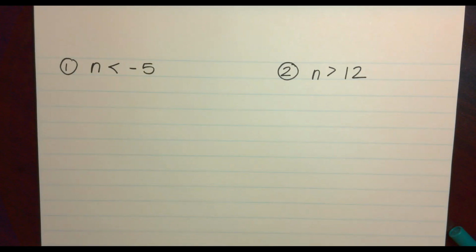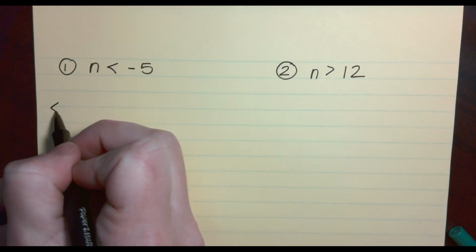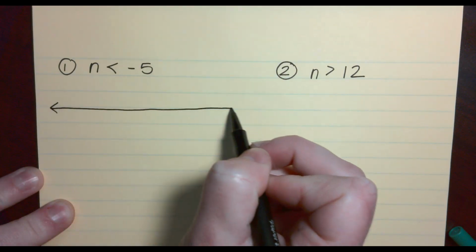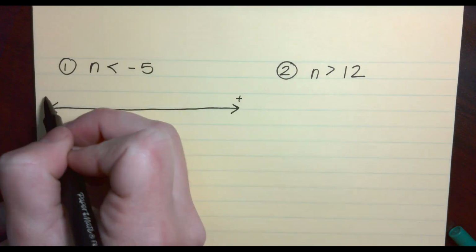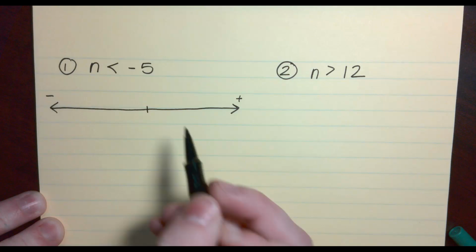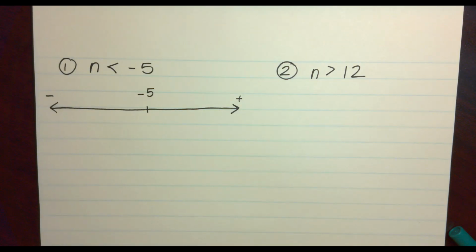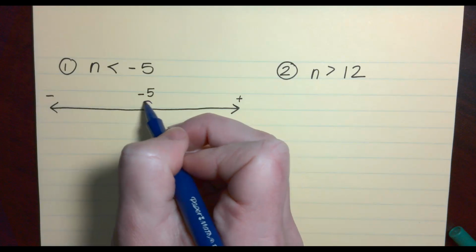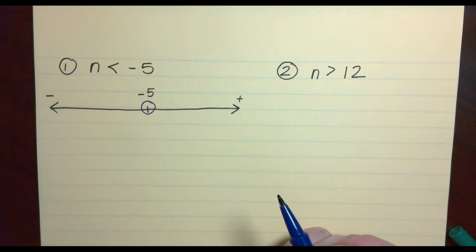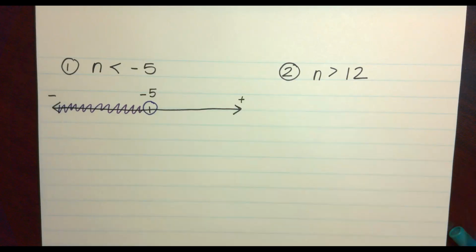Okay. Number 1, I have n is less than negative 5. What did you guys do? Shade to the left. Yeah, shade to the left. So let me draw this line and make sure that I know exactly what you mean. So you did this first, right? Okay. Negative 5 goes here. Open circle or shaded circle? Open circle. And you shaded which way? To the left. Good. Awesome.